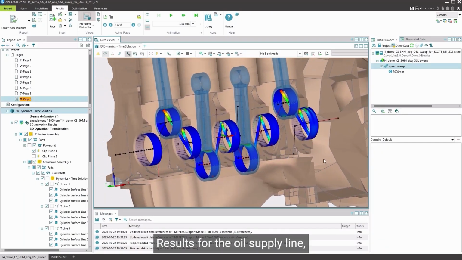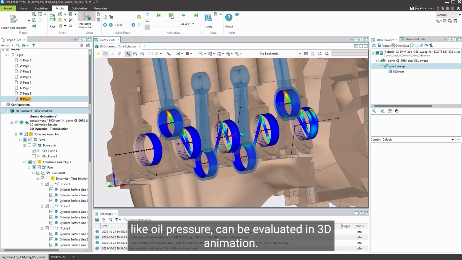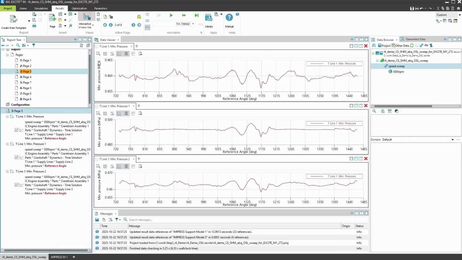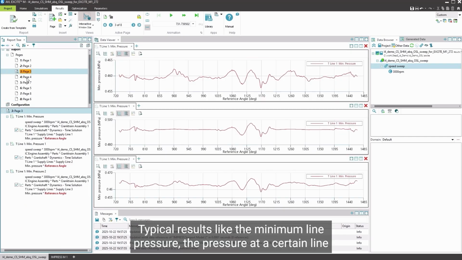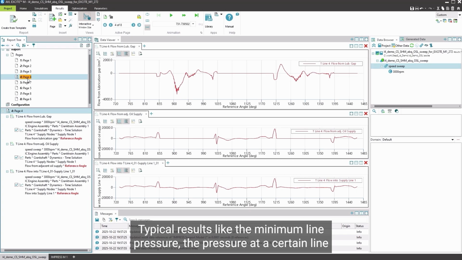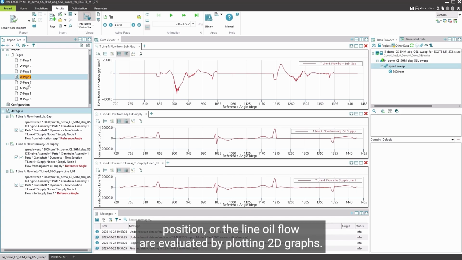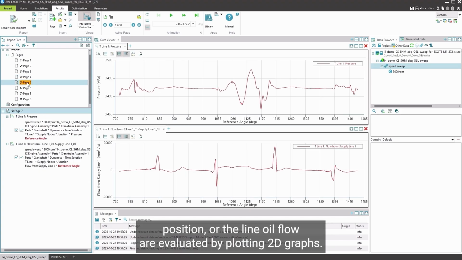Results for the oil supply line, like oil pressure, can be evaluated in 3D animation. Typical results, like the minimum line pressure, the pressure at a certain line position, or the line oil flow, are evaluated by plotting 2D graphs.